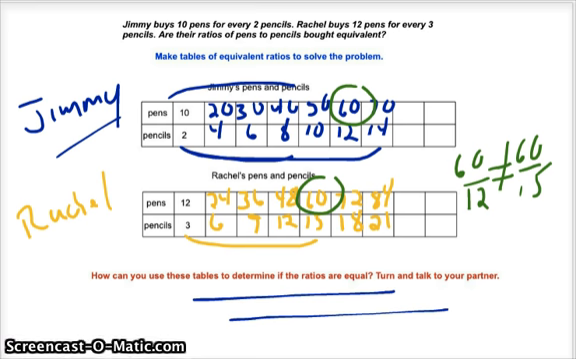Okay, ratio tables, tables of equivalent ratios are a great way to solve problems and to make a good visual representation of those problems.